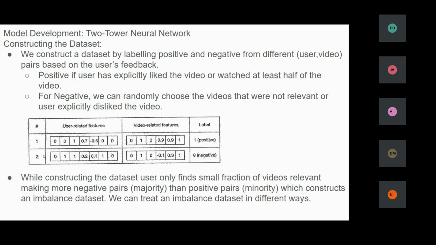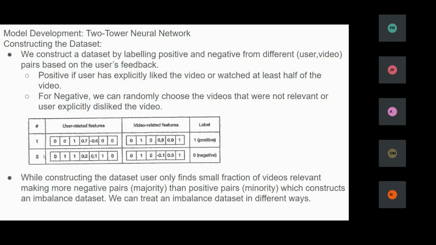To construct the dataset for a two-tower neural network, we label positive and negative pairs based on users' feedback. Positive if the user has explicitly liked the video or watched at least half of it. For a negative, we can randomly choose videos that were non-relevant to the user, or the user has explicitly disliked it.